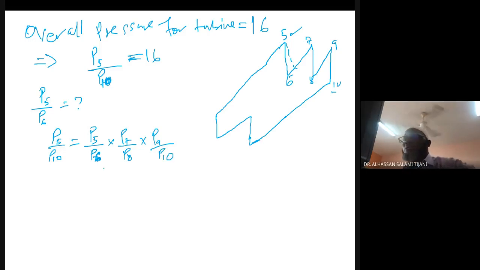Okay, so one thing you should know, states 6 and 7 are on the same constant pressure line, meaning P6 equals P7. Similarly, P8 is the same as P9. So I can easily cancel these out, and then again I'll get P5 divided by P10.